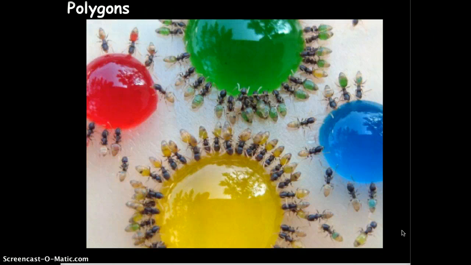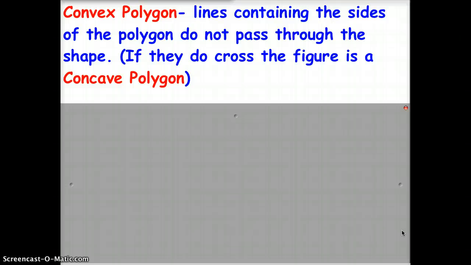So talking about polygons, first of all, what is a polygon? Poly means many. So we're talking about a many-sided figure. Polygons are many-sided figures. Let's look at a definition first. Specific types of polygons. We have a convex polygon.